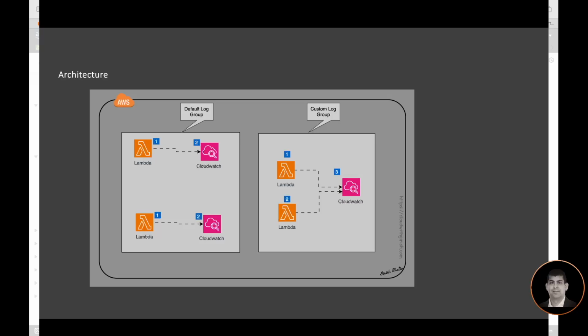So we have two views here. The first one is showing the default log group. Let's say you have two Lambda functions. They both will create their own CloudWatch log group. So if my first function is HelloWorld1, then there will be a CloudWatch log group called HelloWorld1, and then there will be another one for HelloWorld2. But I can create a custom log group and direct the logging of both functions to one CloudWatch log group, and that's what we're going to configure in this workshop.